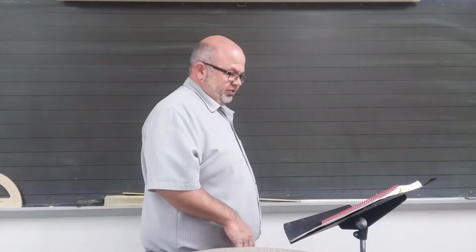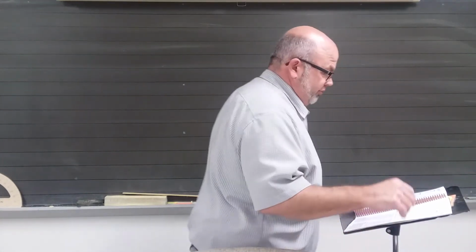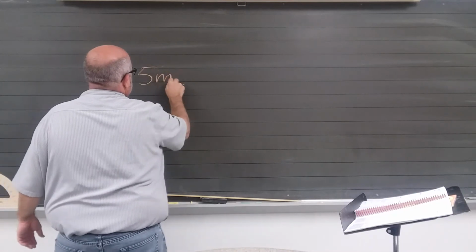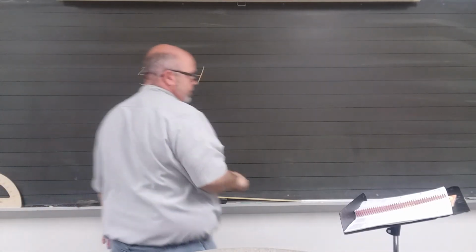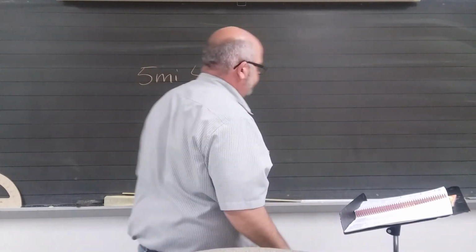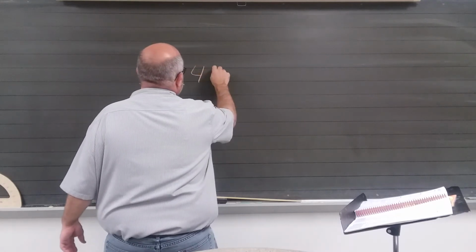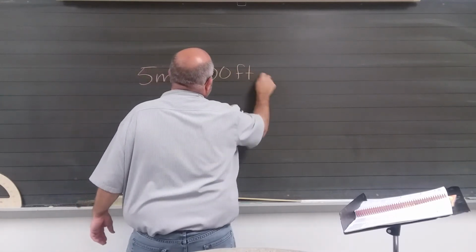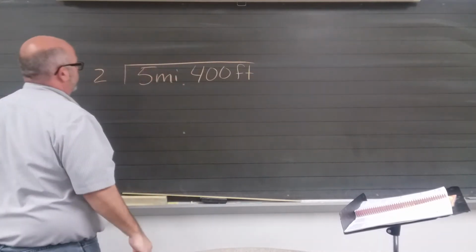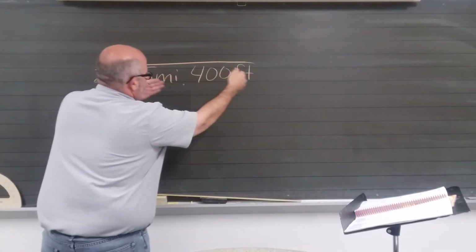Dividing compound measures. Some of you need some review on this. 5 miles, 400 feet, divided by 2. All right? So you have to divide each of them individually.